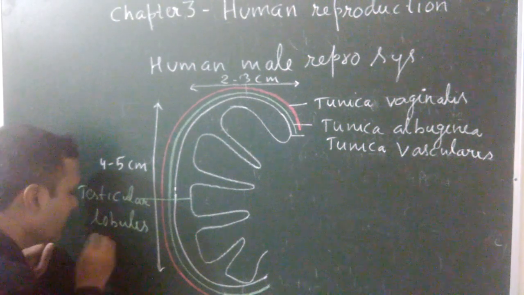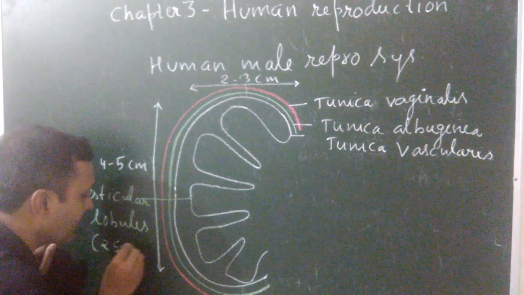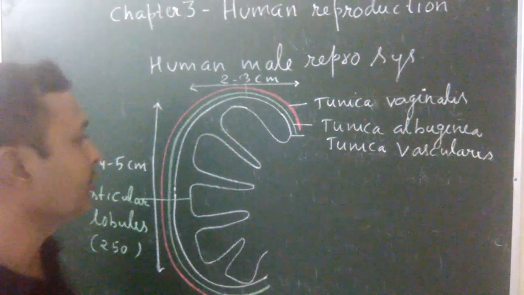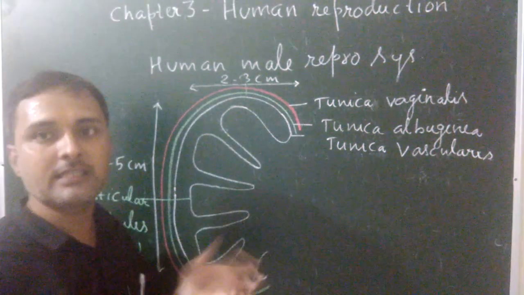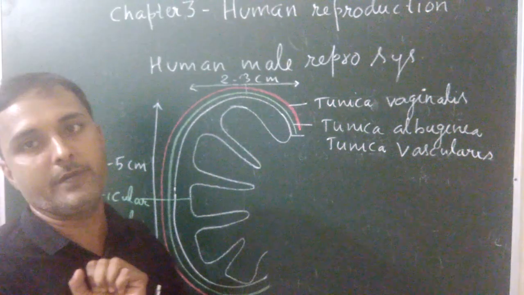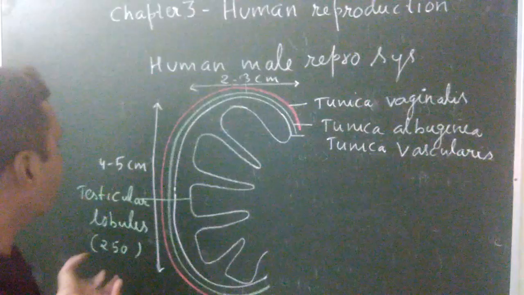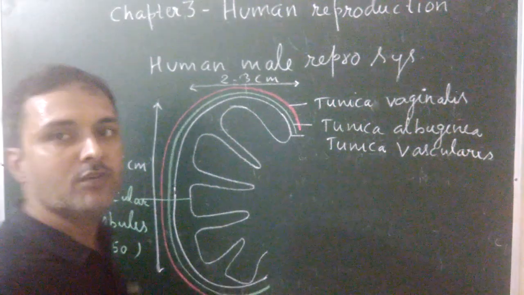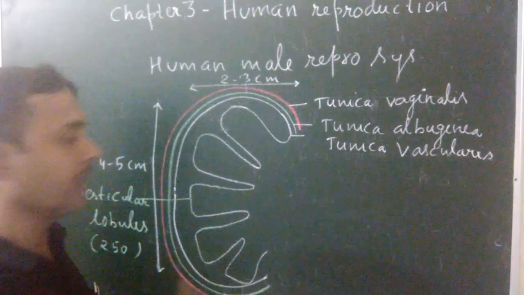How many? It is about 250 compartments. 250. What do we mean by testicular lobules? Inside the testis, it has small compartments. Okay, and these small compartments are known as testicular lobules. In the human male, it is about 250.